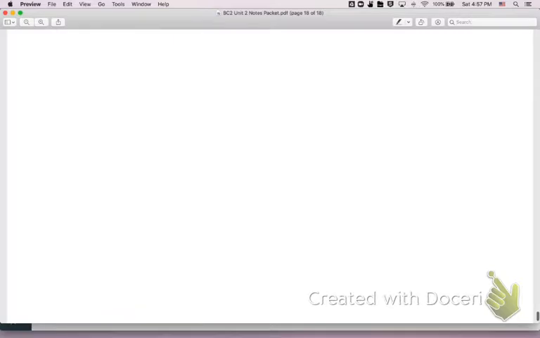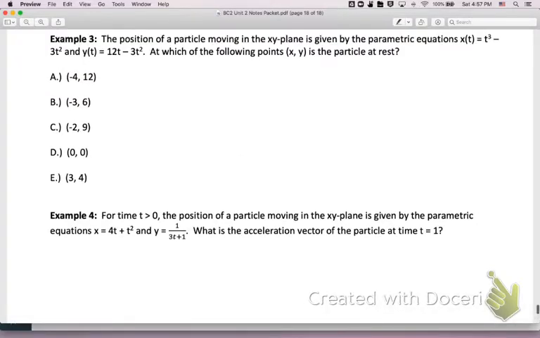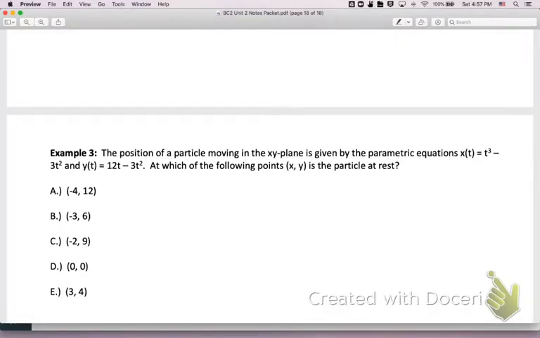And again, the last two examples, oh, I did take those off. The last two examples, if you have an example 5 in your packet, we're going to skip that one for now because it requires integrals. We're just focused on derivatives right now. So that is a little bit of the types of questions you might see on particle motion when we're talking about vectors and parametrics.